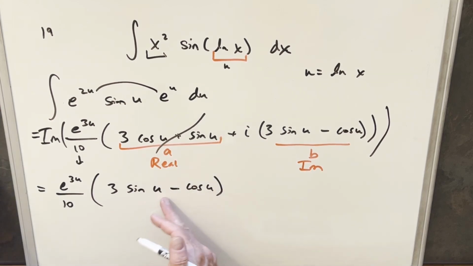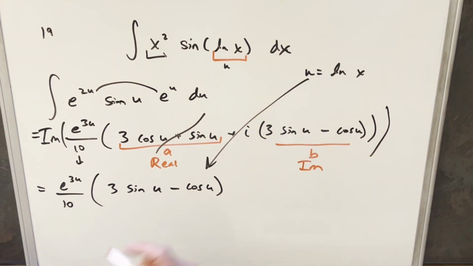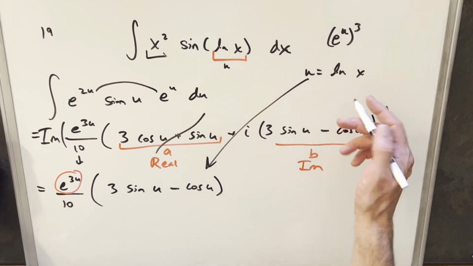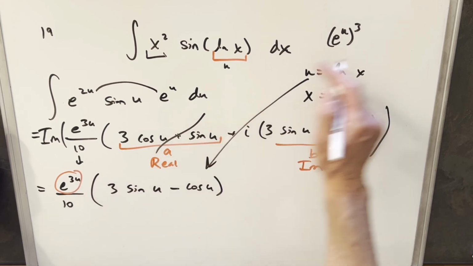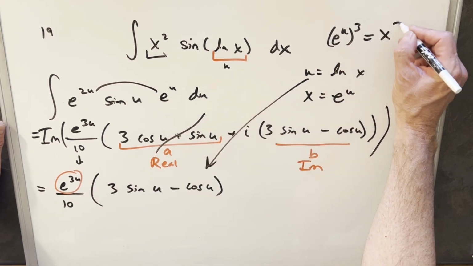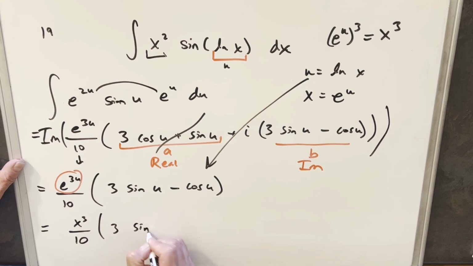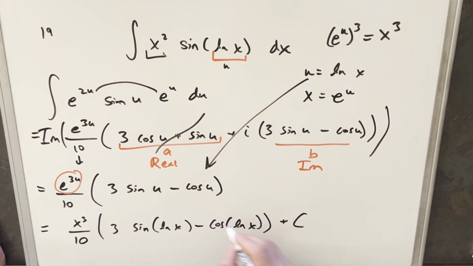The only thing left to do is that we're in u and we want to get back to x, so I'll back substitute with my u value. Before I do the full back substitution, let's look at e^(3u). e^(3u) is the same thing as e^u cubed. And you may recall, but I erased it, that x is actually equal to e^u. So e^(3u), or e^u cubed, is the same thing as x cubed. So when we back substitute, we're going to have x cubed over 10, times 3 sine natural log of x minus cosine natural log of x. Put a plus C on the end, and that's it, we're done.